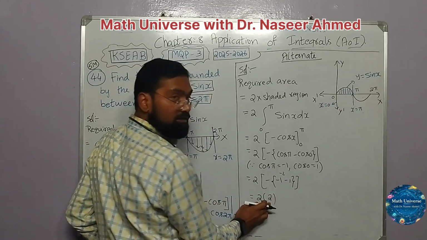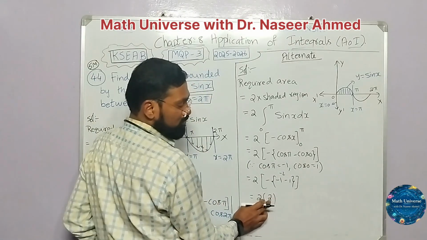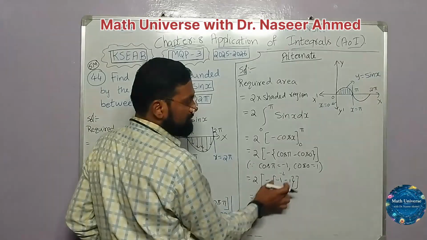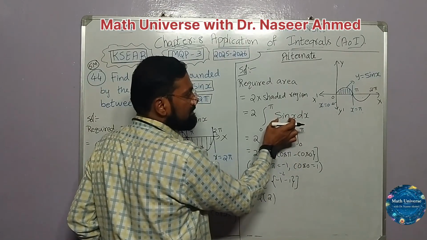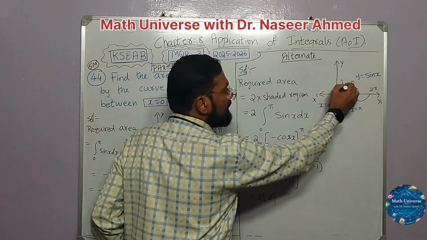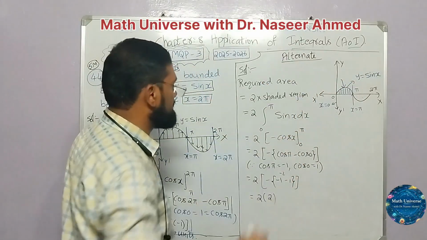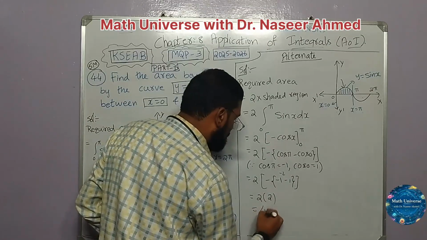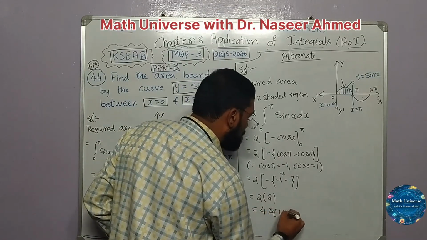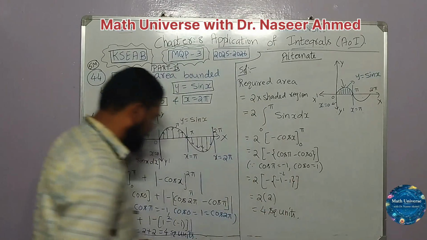Minus 2 times minus, so ultimately you got positive. This 2 is from here, this is from here, this is from here, and this represents this particular area which is above the x-axis. And again we got positive only. 2 2s are 4 square units, and that's what we got previously also.